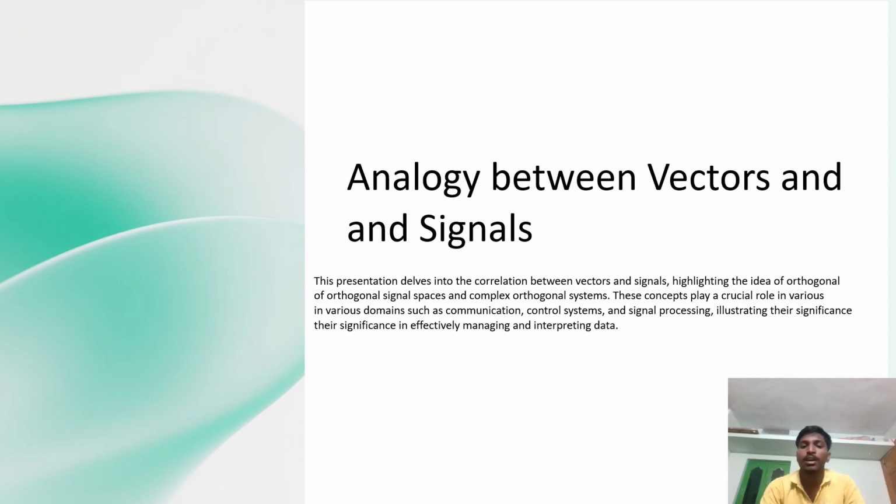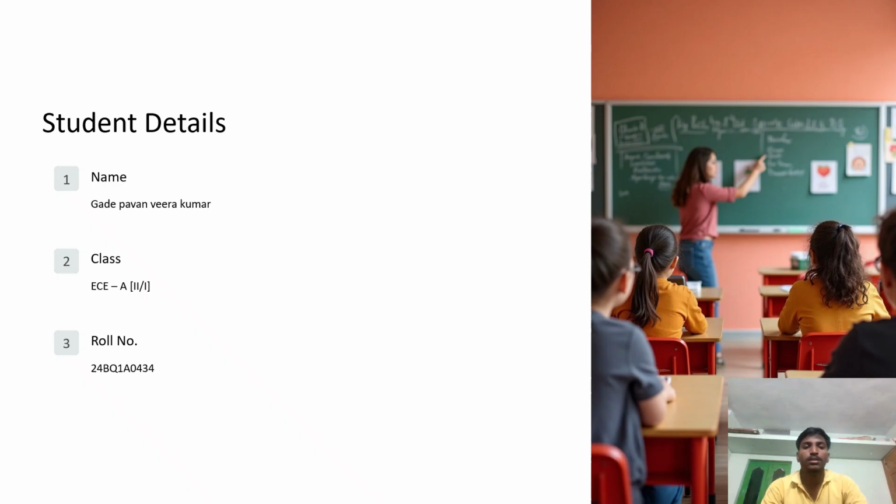This presentation covers the correlation between vectors and signals, highlighting the idea of the orthogonal signal space and complex orthogonal systems. This concept plays a crucial role in various domains such as communication, control systems, and signal processing, illustrating its significance in efficiently managing and interpreting data. This slide is about my data.